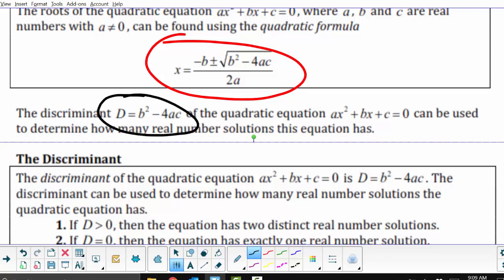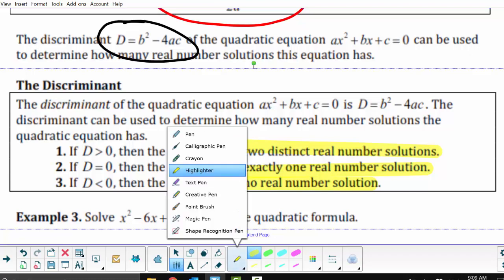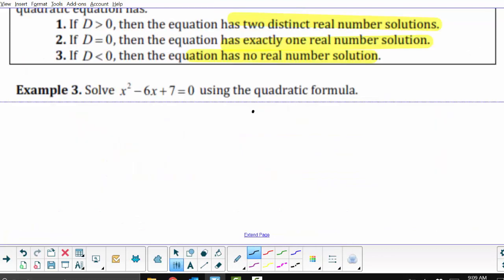If our discriminant is greater than 0, that tells us we have two real solutions, so it crosses the x-axis twice. If the discriminant is 0, that means there's only one, so the vertex is on the x-axis. And when it's less than 0, it never crosses, so there are no real solutions. There are imaginary or complex ones, but I don't think we're going to talk about that. So let's take a look at this problem here.